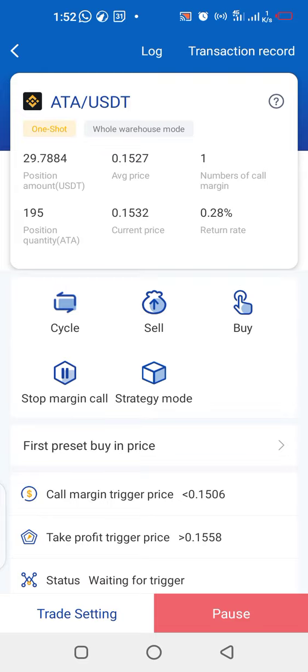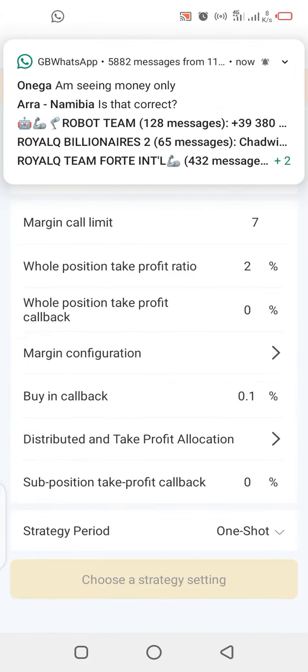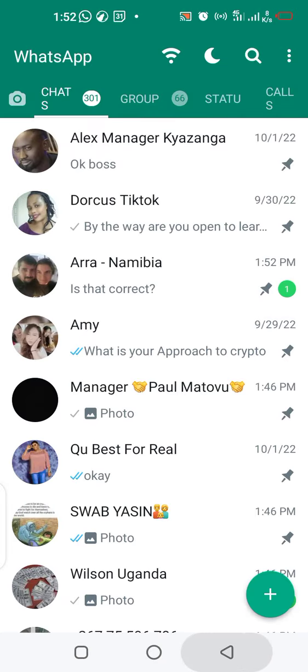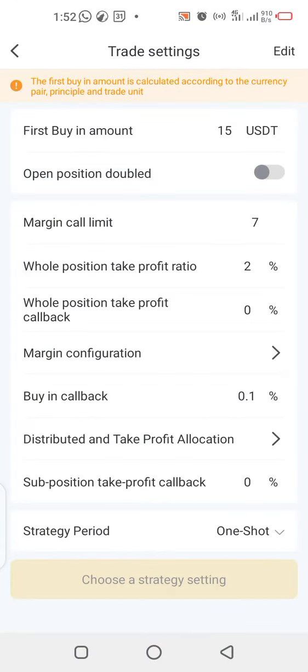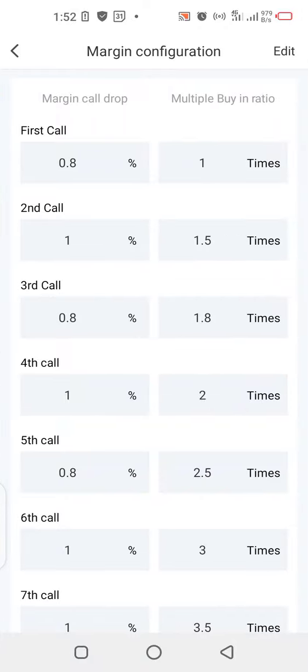You understand? So these are our trade settings, and this is $500. You come to your trade settings. We see here our trade settings. Our first buying amount is 15, our margin calls are 7, our take profit is 2%, and our whole position take profit is 0.